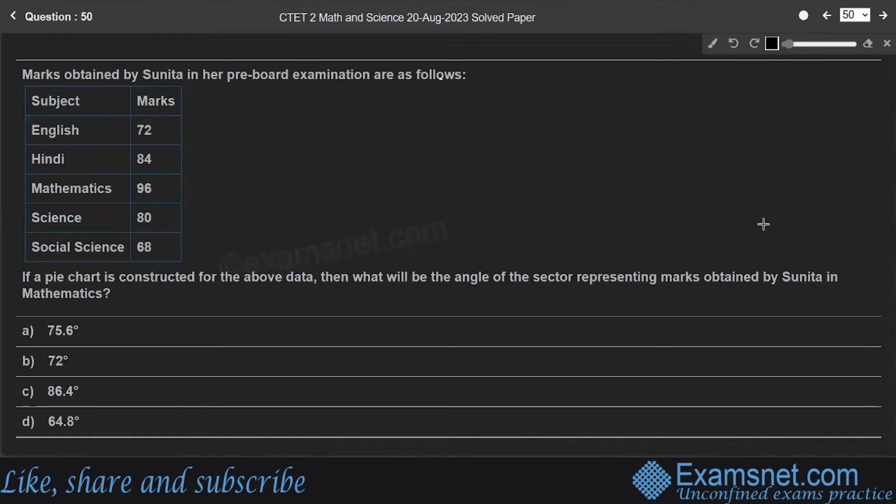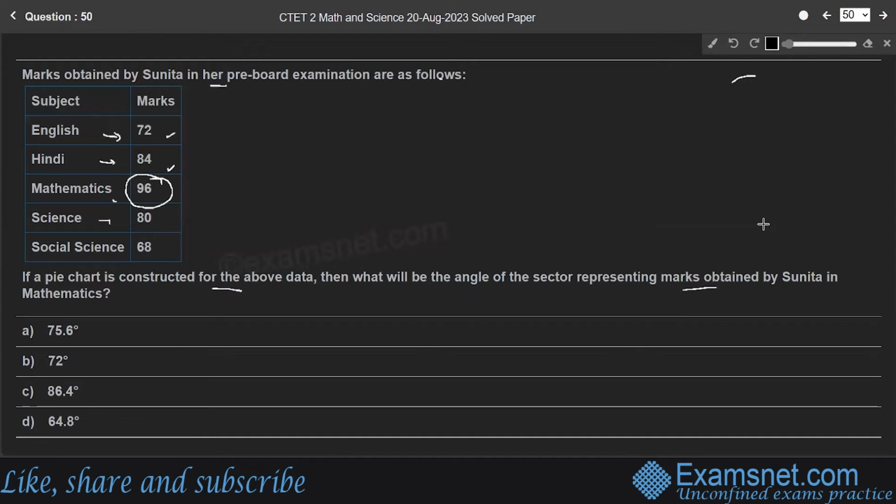Question 30. Marks obtained by Sunita in her pre-board examination are as follows. Here in each subject, the respective marks are given: English, Hindi, Mathematics, Science and Social Science. The question is, if a pie chart is constructed for the above data, then what will be the angle of the sector representing marks obtained by Sunita in mathematics? So only in mathematics, right? What is the angle of the sector representing the marks?